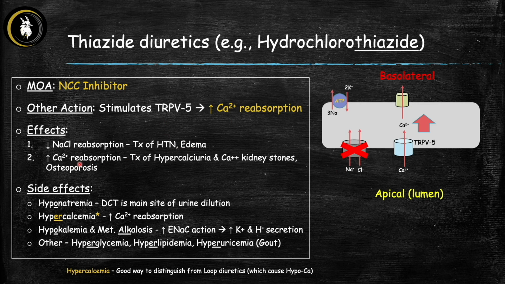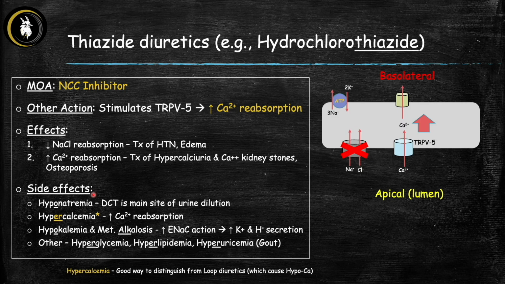Additionally, because they're going to also increase calcium reabsorption through this TRPV5 channel, they're going to be helpful for treating hypercalciuria and calcium kidney stones, because they're going to lower the levels of calcium in the urine. Therefore, they're going to be helpful for the treatment of this condition, and also resolving calcium kidney stones, because there's going to be less calcium now in the urine to form stones. And they can also be helpful in patients that have osteoporosis, because they're going to help increase calcium levels, which can improve bone density.